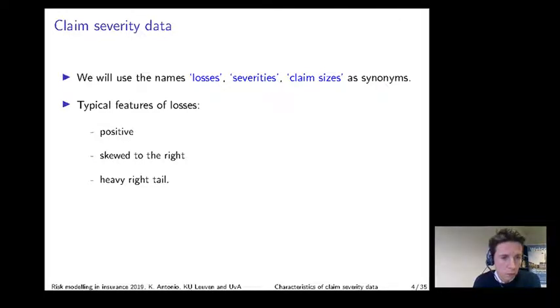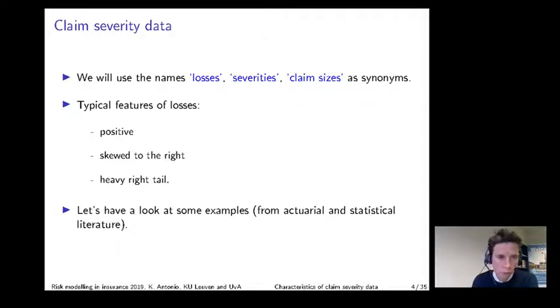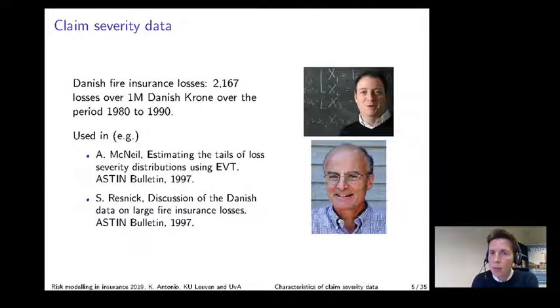So let's start with having a look at some examples of loss data as they are exposed in the insurance literature. So first of all, I here mention a data set on Danish fire insurance losses, where we have about 2,000 losses above 1 million Danish krone, which were registered during a 10-year period from 1980 to 1990. And those losses have been used in a long series of research papers.